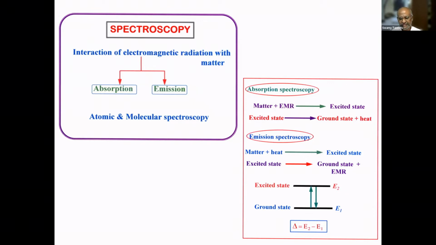In all the cases, we have to have two states, ground state and excited state. Ground state is lowest energy, excited is the next highest energy. So the difference between ground and excited state is expressed as delta E, which is nothing but the energy difference between E2 and E1.